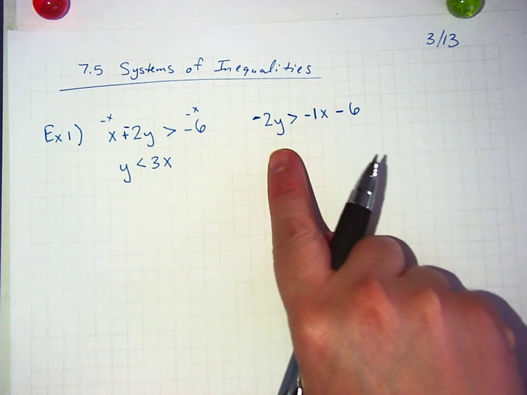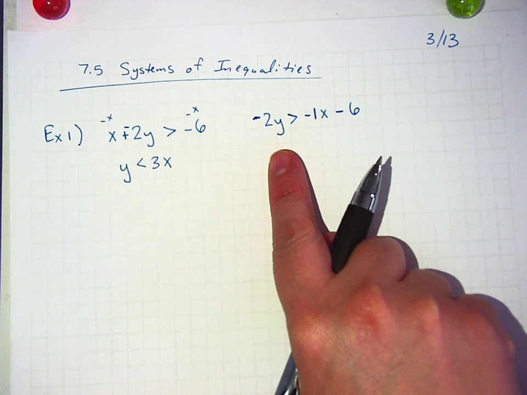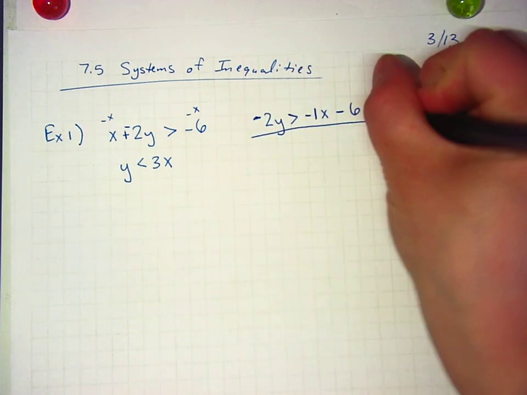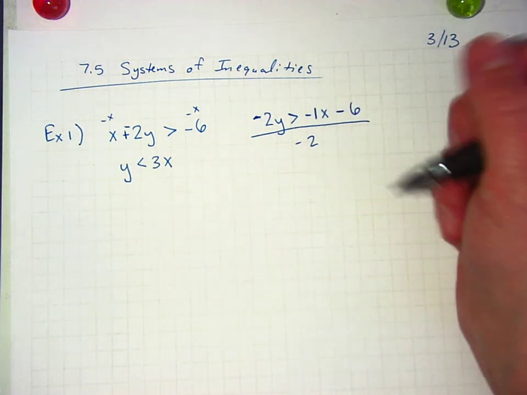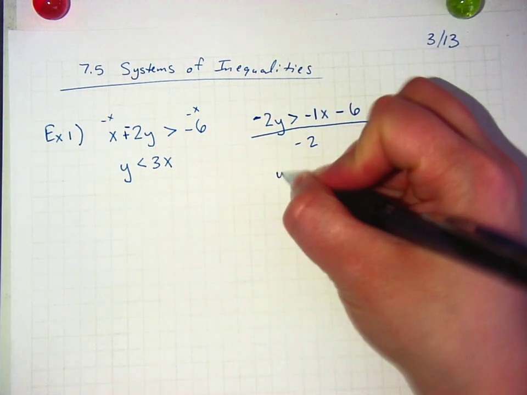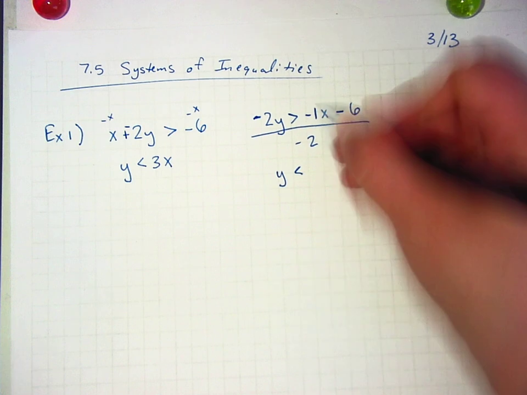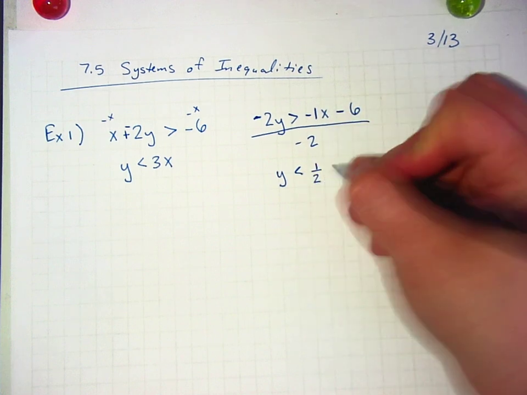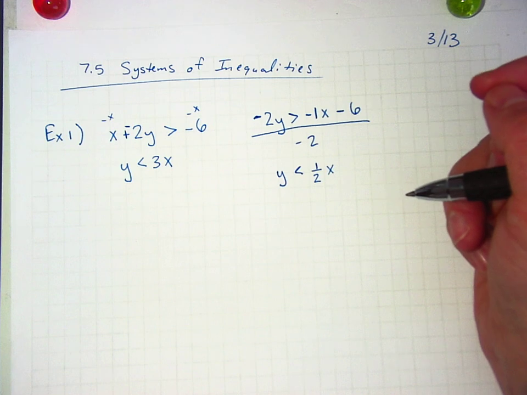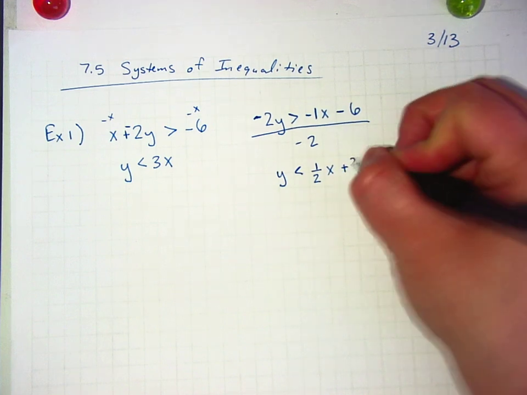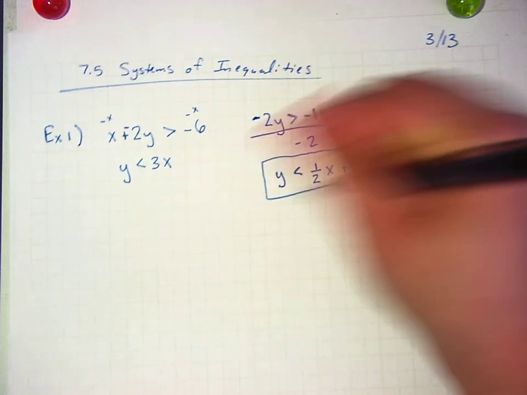And then what? How do I get y by itself? Divide by negative 2. Okay, what happens if you divide by a negative number? Switch the sign. That's y is less than. This is going to be a positive 1/2 x. And then what's negative 6 divided by a negative 2? Positive 3. All right, so this is one equation we're going to graph.